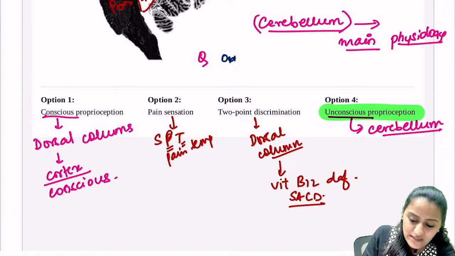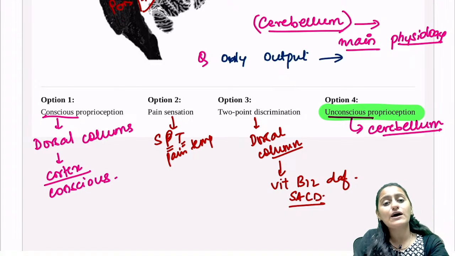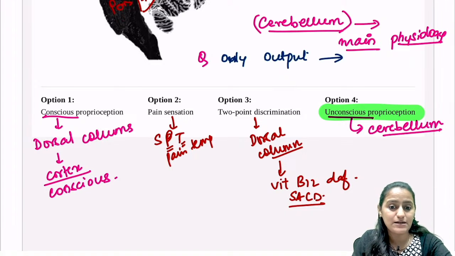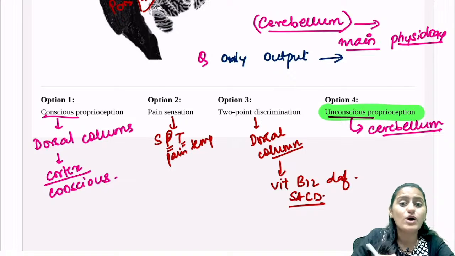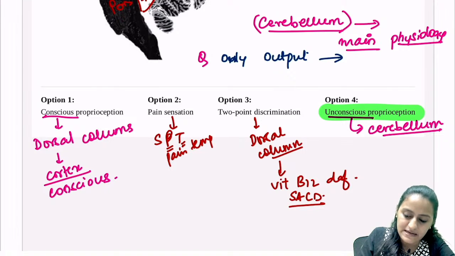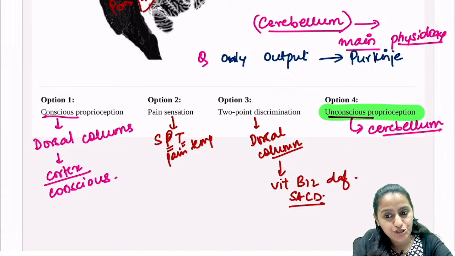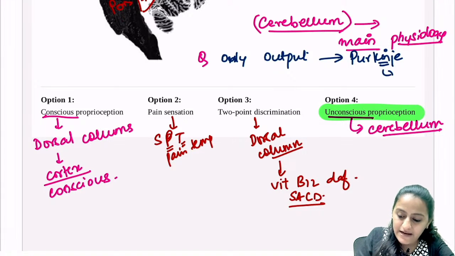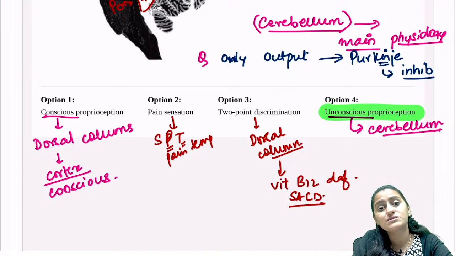Which is the only output cell from the cerebellum? There's only one cell which gives the output from the cerebellum. Remember, what pukes out from the cerebellum is Purkinje. Purkinje pukes out. And remember, it is inhibitory signals that Purkinje pukes out.